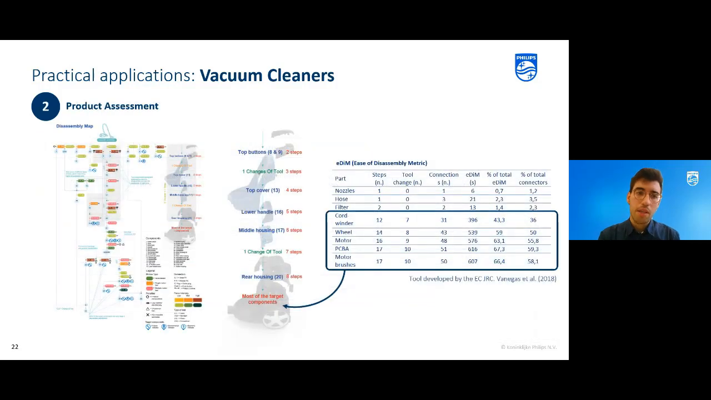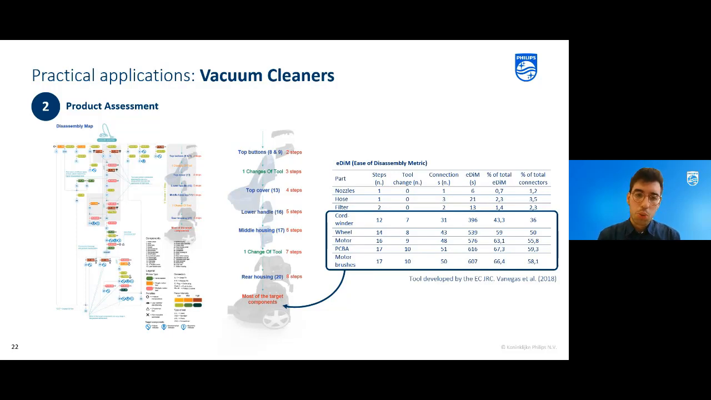The second thing that we did was to assess the design of the product. In this case, we mainly use two methods. The first one is the disassembly map that I briefly mentioned earlier, and the other one is the ease of disassembly metric. This is a tool developed by the European Commission Joint Research Center, and it allows to quantitatively calculate the amount of disassembly and reassembly time to disassemble different parts.